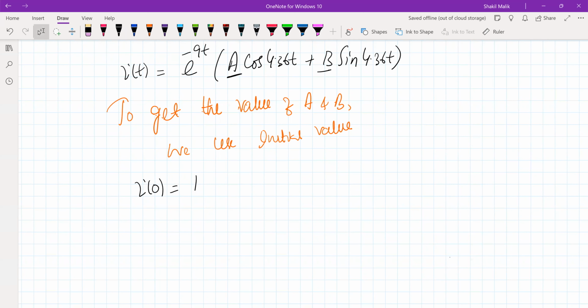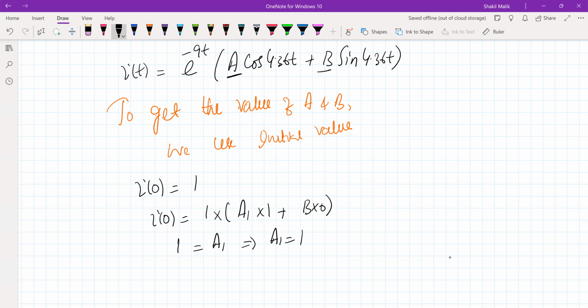So put t equal to 0 here. So we'll say I of 0 is equal to e to the power of 0, e to the power of 0 is 1, then A cos 0 is simply 1, plus B sine 0 is 0. So A is equal to I of 0. I of 0 is 1. So this implies A is simply 1. Sorry, not A1, this is A. Confusing the constant. So A is simply 1 here. So A we have found. Now we need to find the value of B.